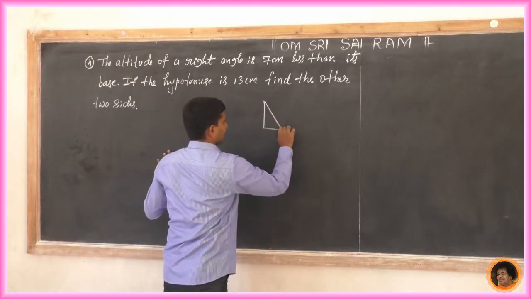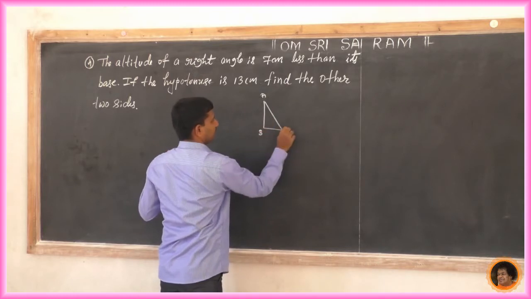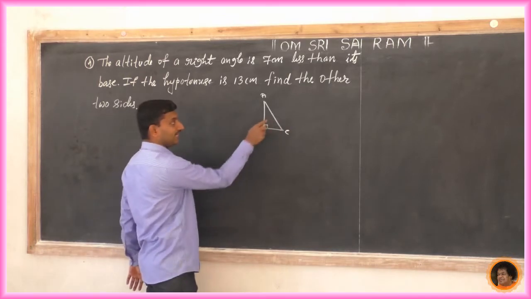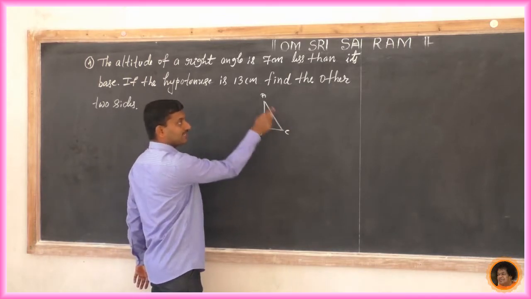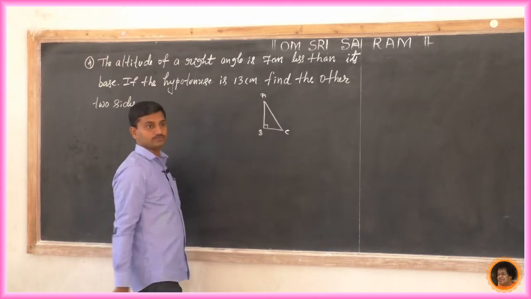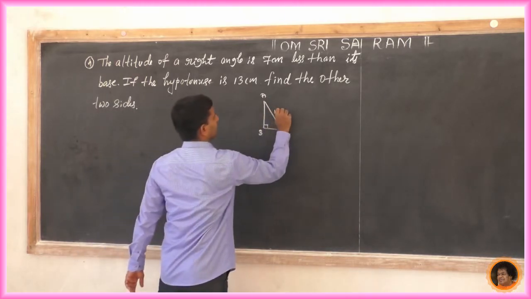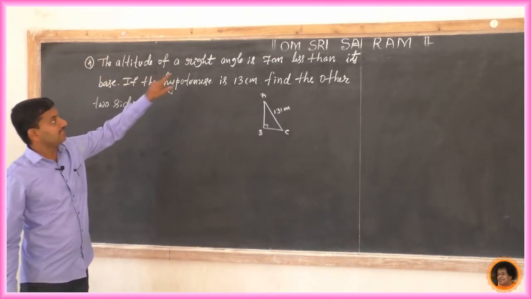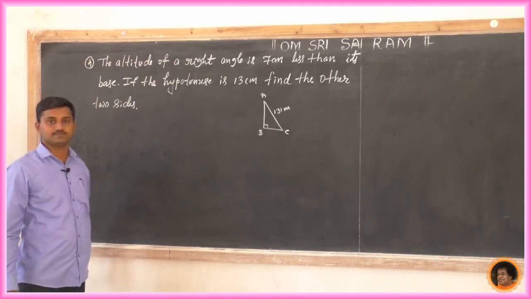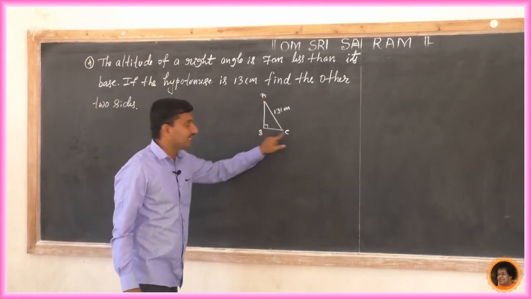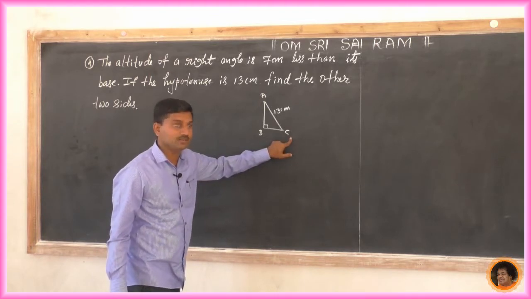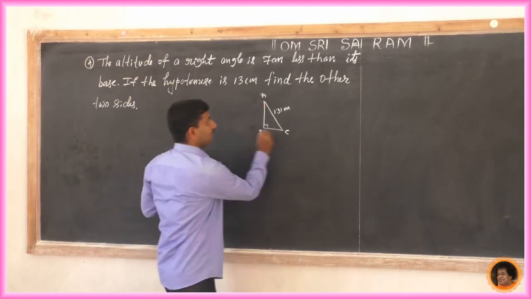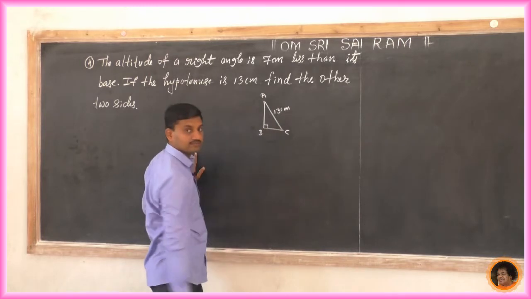So in a right angle triangle, suppose ABC is a right angle triangle, angle B equal to 90 degree. The side opposite to the right angle is AC. AC is known as the hypotenuse. So the hypotenuse is given, that is 13 centimeter. The altitude of a right angle triangle is 7 centimeter less than its base. So in triangle ABC, AB is known as the altitude. Altitude means height. And BC is the base of the triangle.